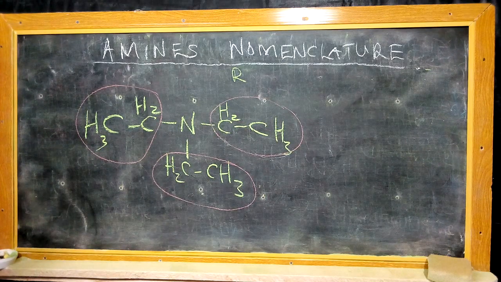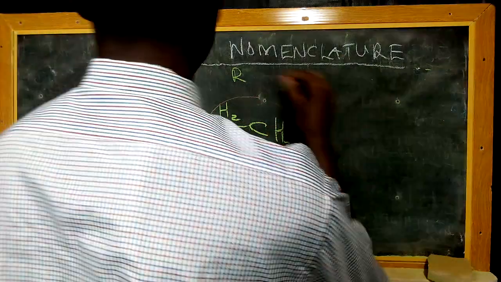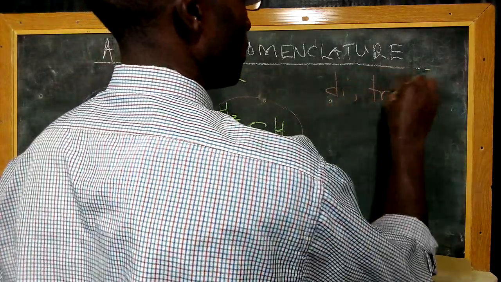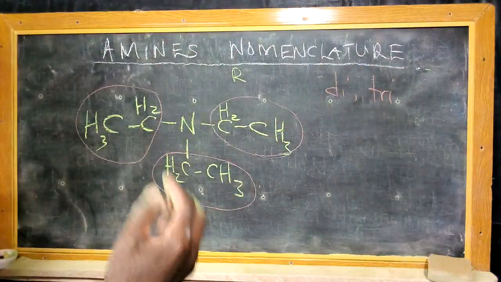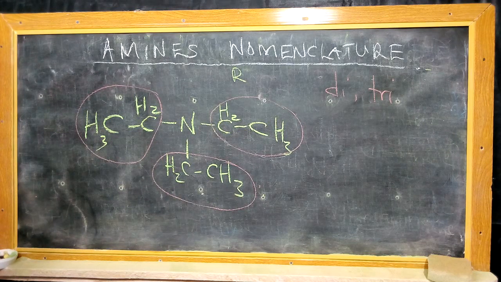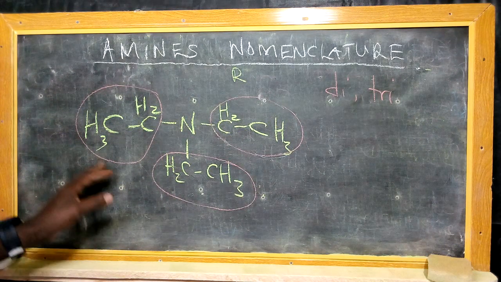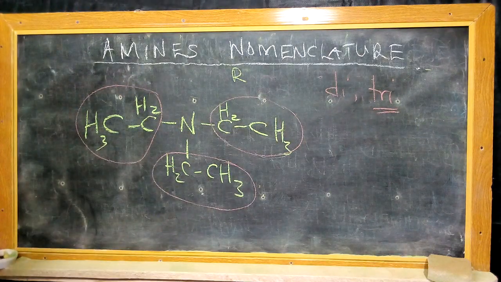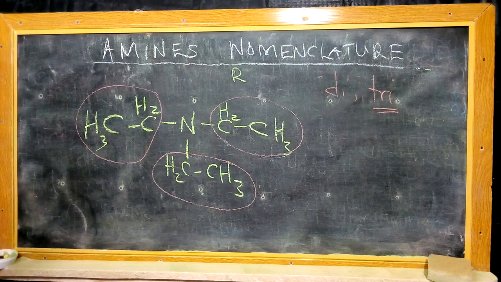So in that case, we said that for amines as well, we can use the prefixes di, tri, tetra, etc. to denote the number of times in which a substituent has been repeated. So in this case, it is 3 times. We are likely to use this particular notation, designation for that particular compound.